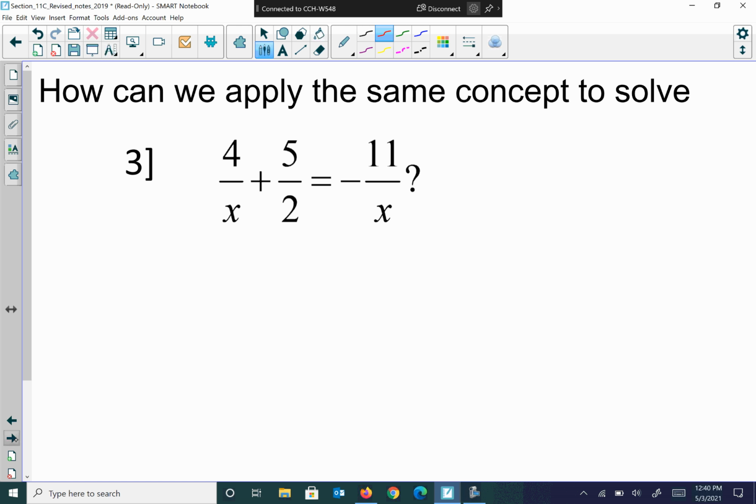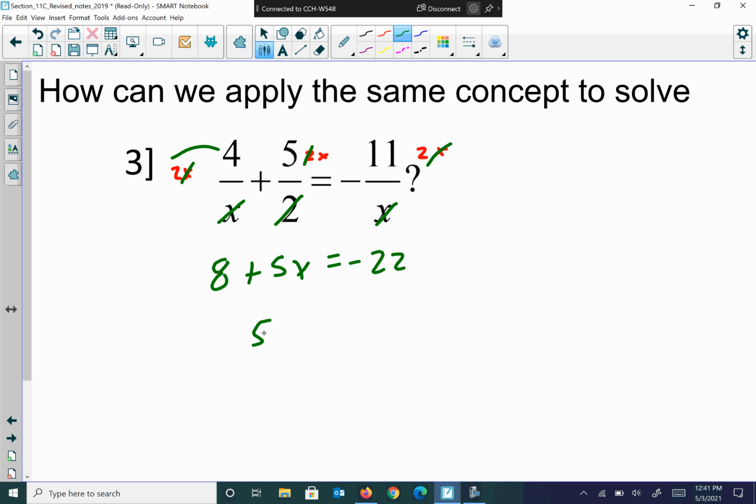Okay, so this is the exact same concept that we were dealing with, clearing the denominator. So I have a denominator that's x, and I have a denominator that's 2. So if I multiply everything by 2x, what's going to happen on this problem is x cancels here, and I get 2 times 4, which is 8, plus the 2's cancel, so plus 5x. Here the x's cancel, so equals negative 22. Does my math make sense?